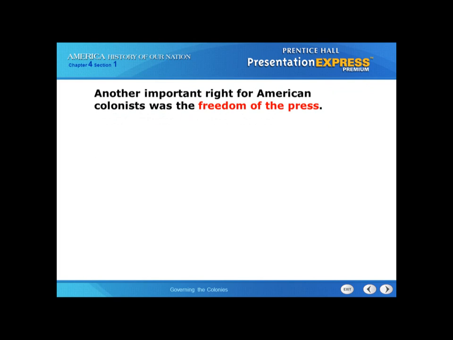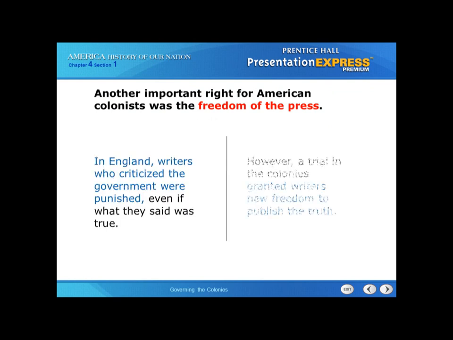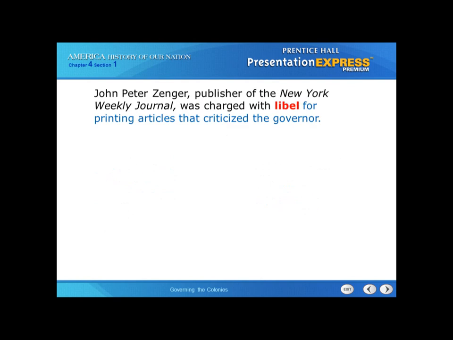Another important right for American colonists was the freedom of the press. In England, writers who criticized the government were punished, even if what they said was true. But we'll find out that in the colonies, writers had more freedom to publish the truth. John Zenger was publisher of the New York Weekly Journal. He was charged with libel, meaning writing lies that would criticize the governor.